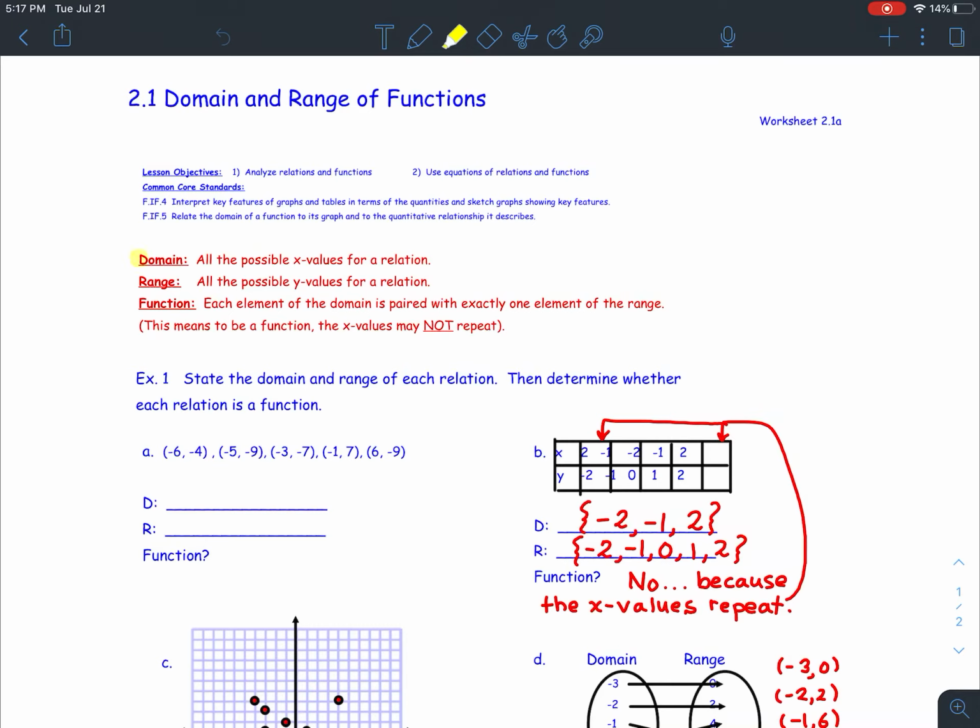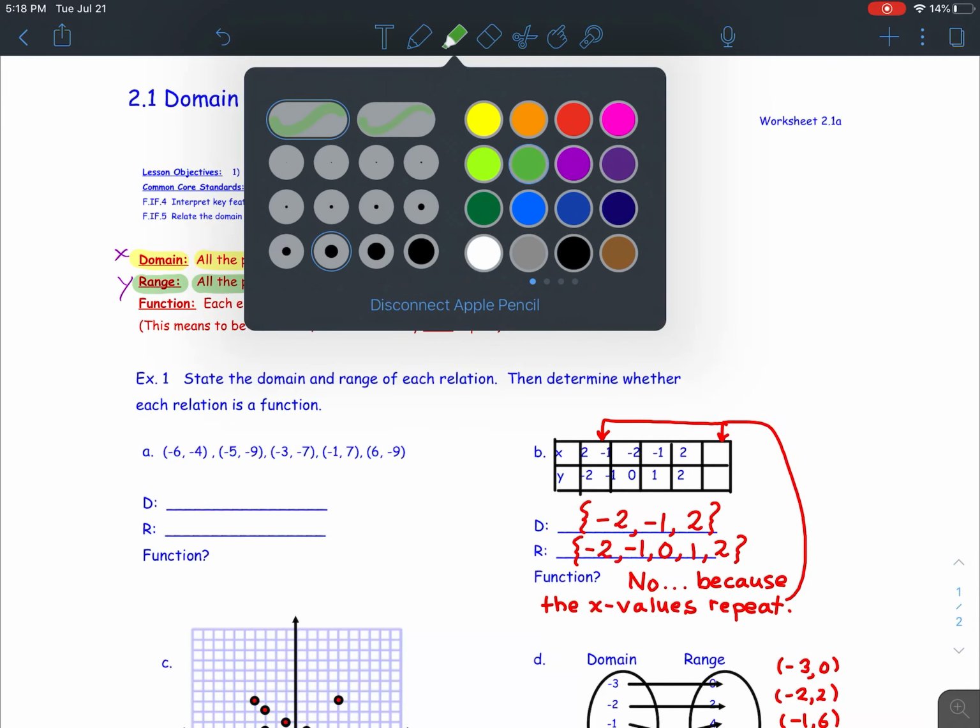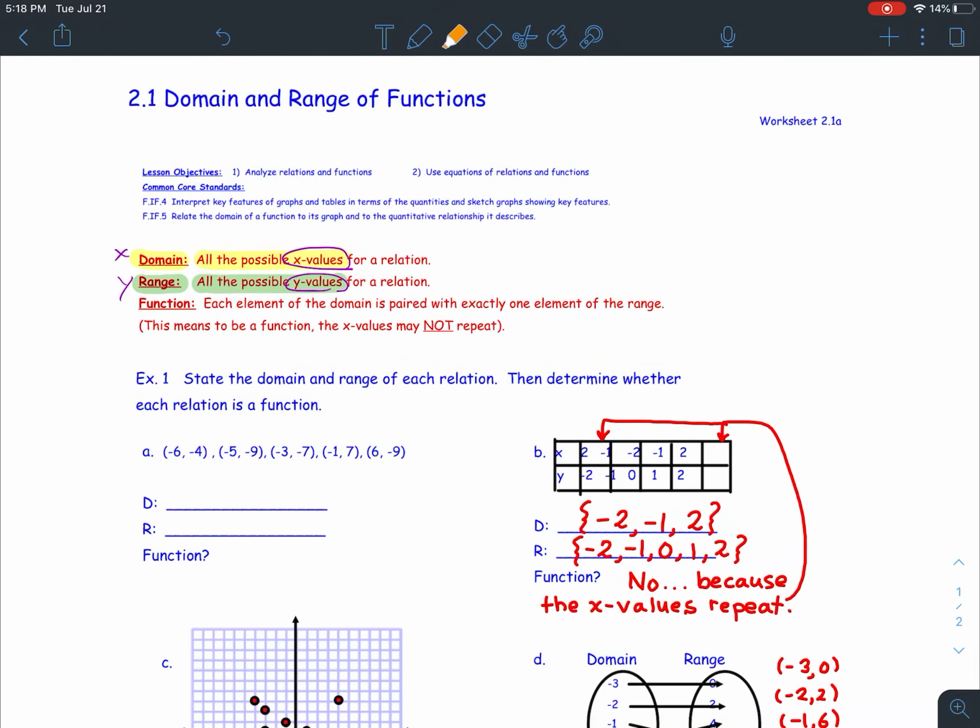Okay, the first one is domain. When you hear the word domain, that is referring to all of the possible x values for that particular relation. So domain, those are your x values, whereas range is all the possible y values for that particular relation. Now, the key here is a lot of these problems are going to ask you whether the relation is a function or not.